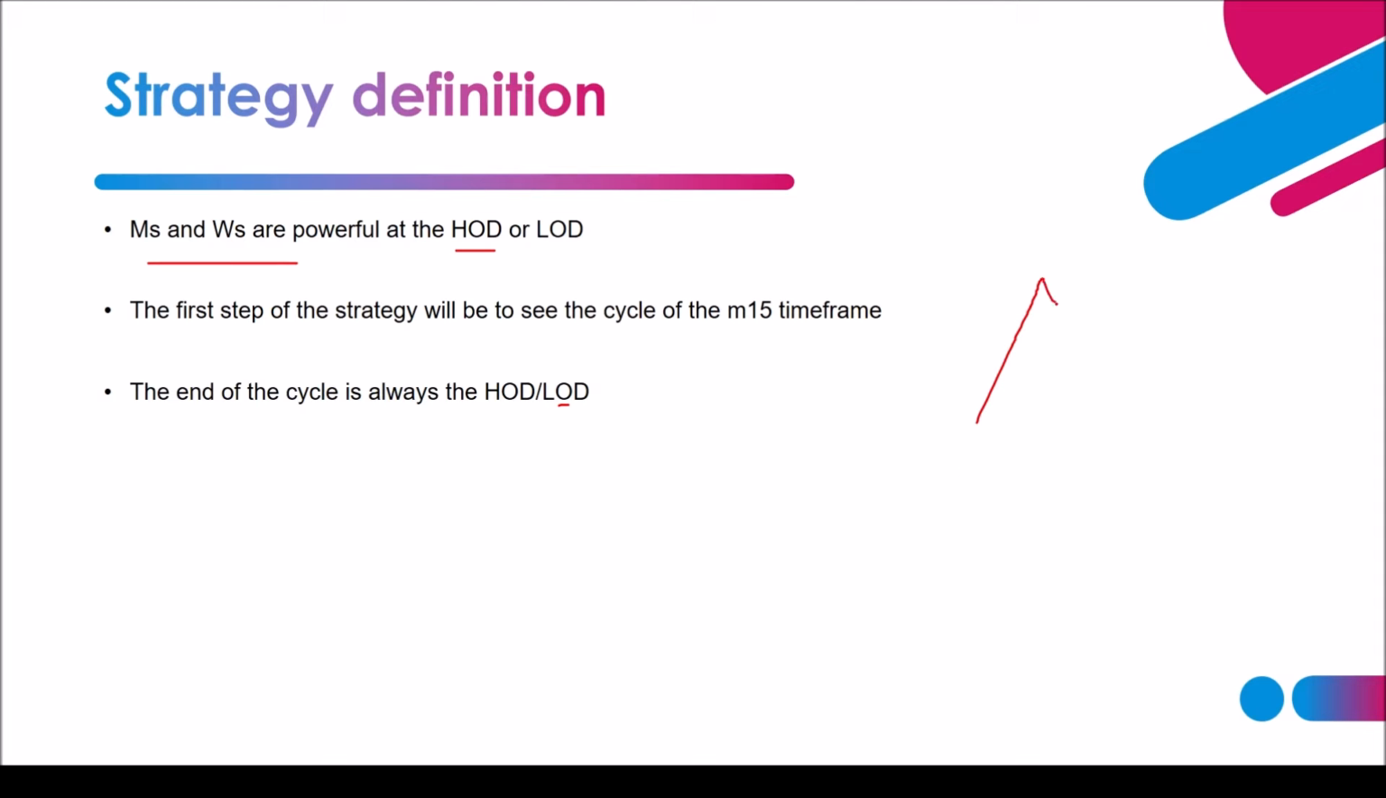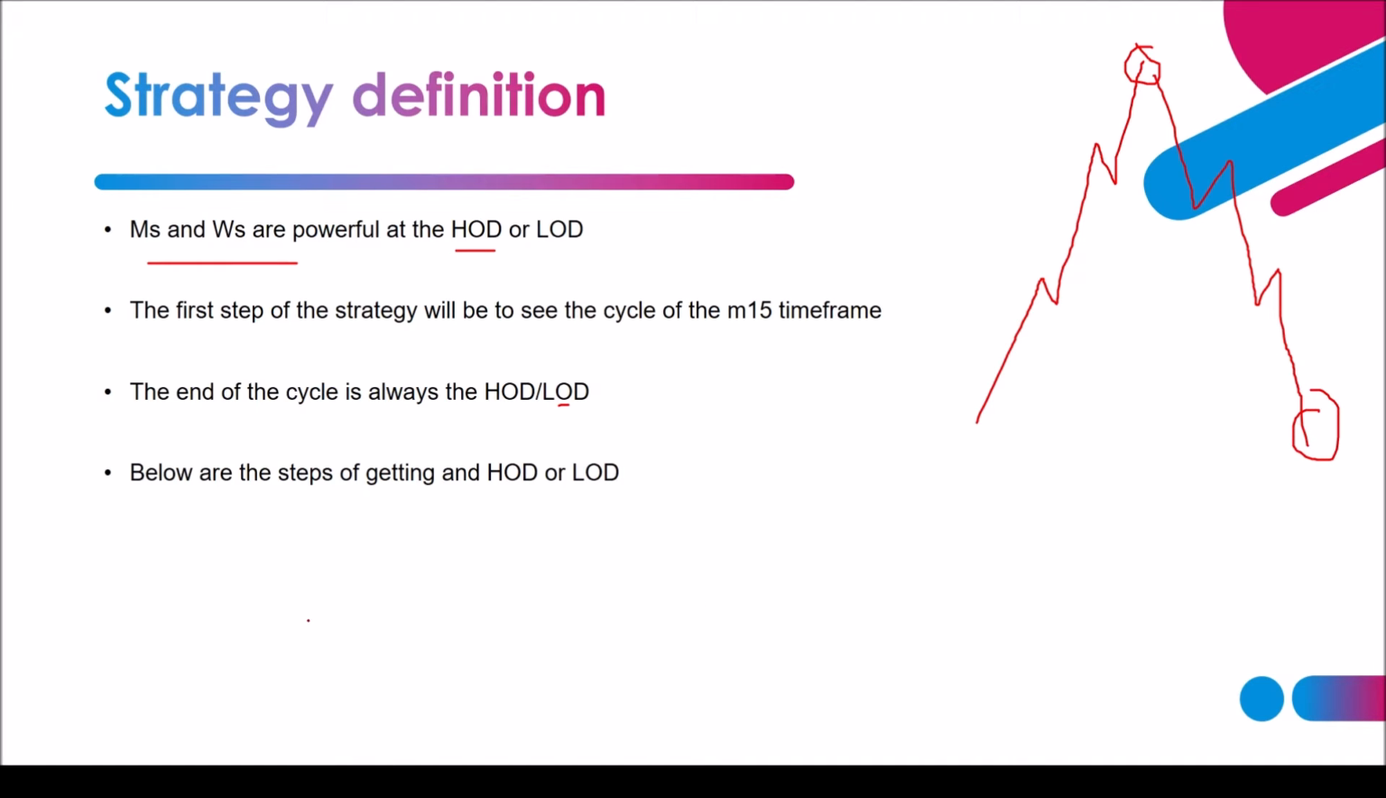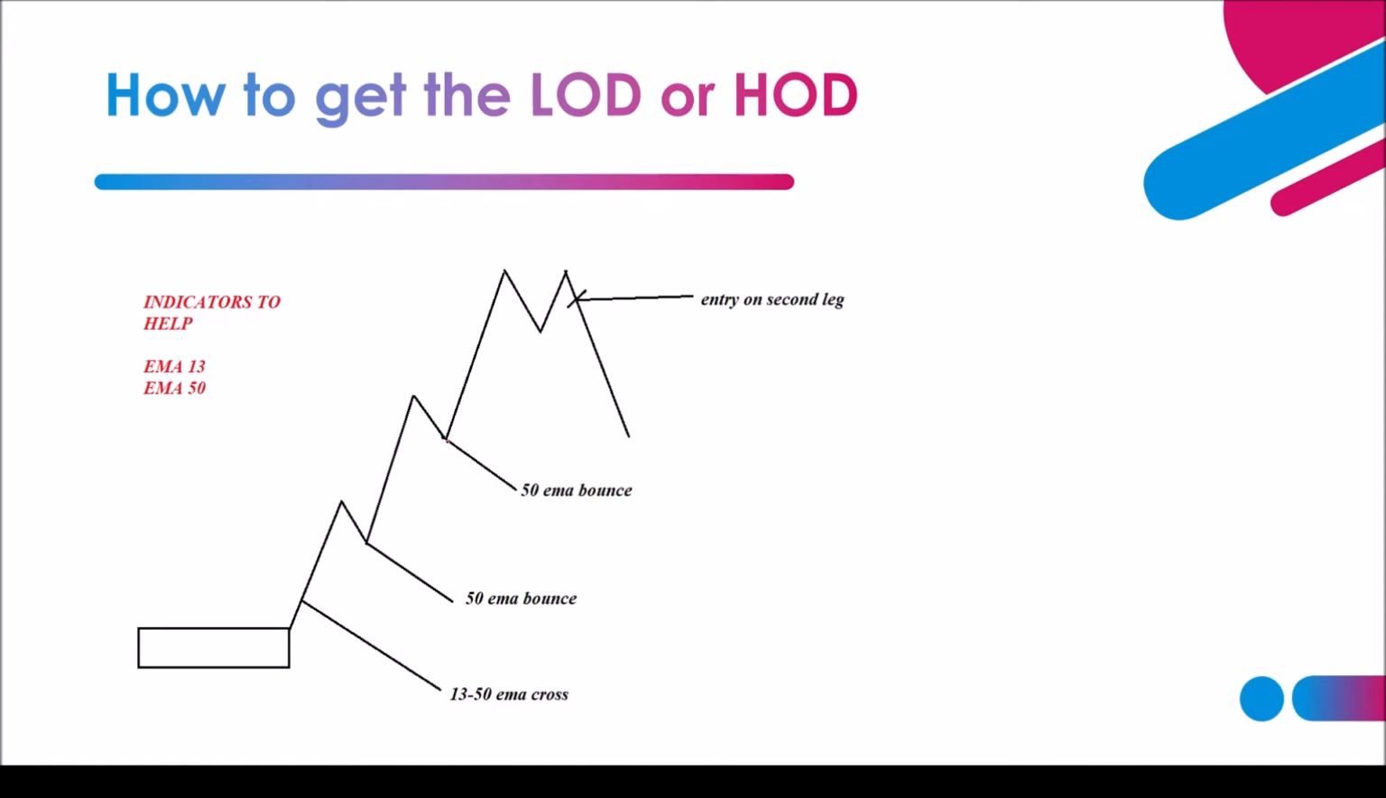That means after 3 impulses to the upside, this point is actually an HOD, and the contrary is true. This point is actually an LOD. So below are the steps of getting the HOD or LOD. We need to use some indicators that will help us to see these impulses with ease. These indicators are basically an EMA, or exponential moving average, applied to close with period 13, and then an EMA applied to close with period 50.